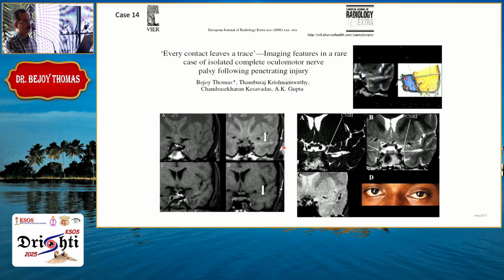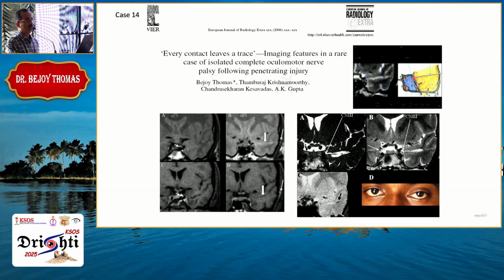but after doing the CT, we found that there was a defect in the squamous temporal bone. When we did the MRI, after ruling out that there were no metallic objects, there was a very sharp needle which had gone inside and came back when the patient was flipping. So this was a sharp injury which had actually gone in and hit.